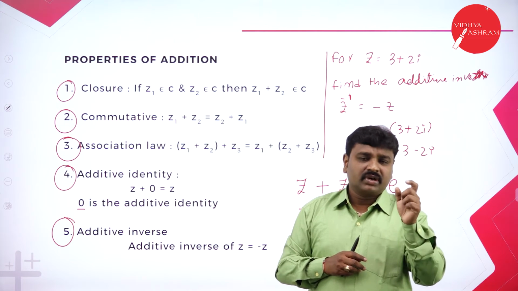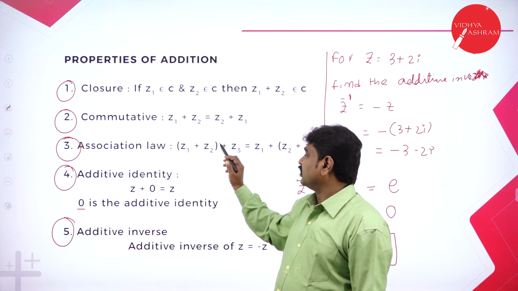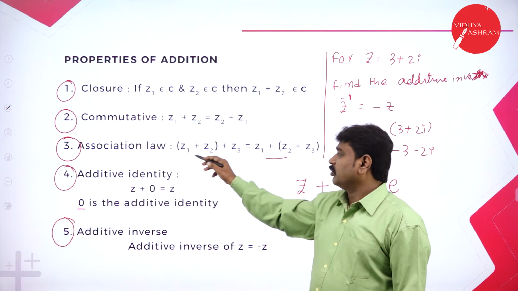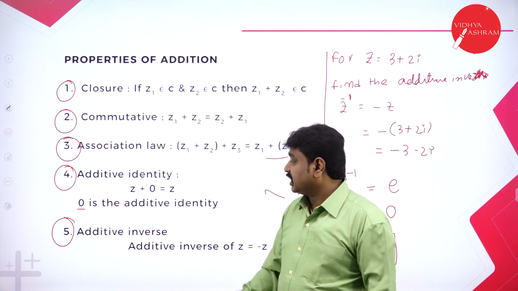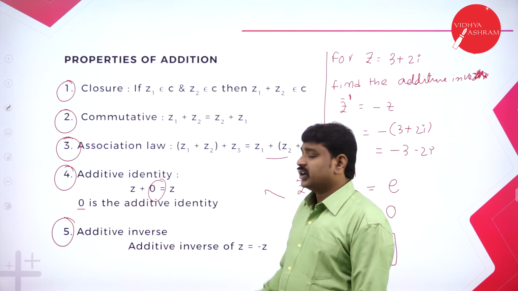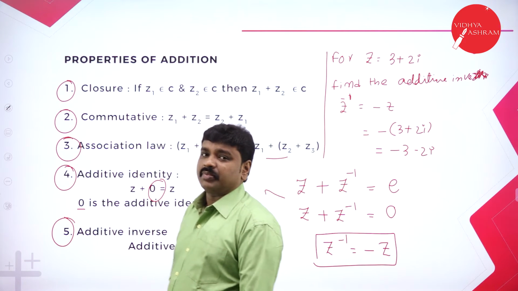Associative: z1 plus the group z2 and z3 is the same as the group z1 plus z2, plus z3. And identity: for addition, identity is 0. So additive identity is 0. For addition, the inverse is minus z. So these are the 5 properties of addition.